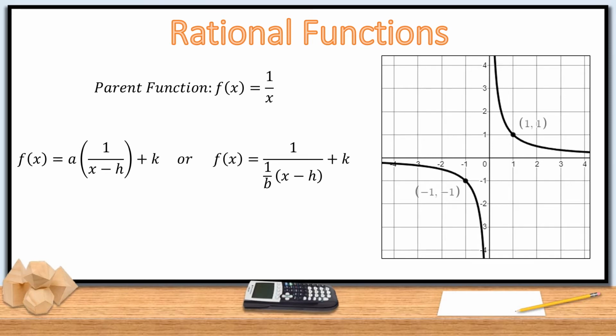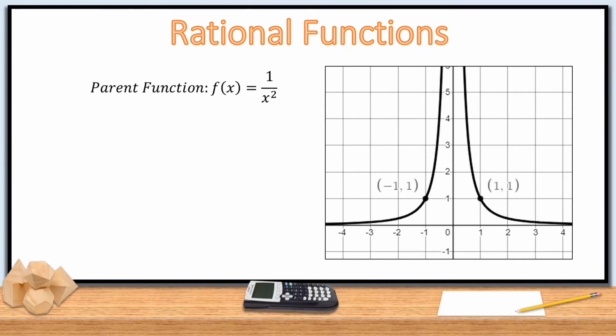So 1 over x minus h, and then plus k. And notice that the k is outside of the parentheses. It's not part of the fraction. Just like all of our other ones, h is translations right or left, and it's the opposite of what you think. That's why we have an x minus h. And then plus k is up or down for translations. And we just talked about that the k value is also the horizontal asymptote.